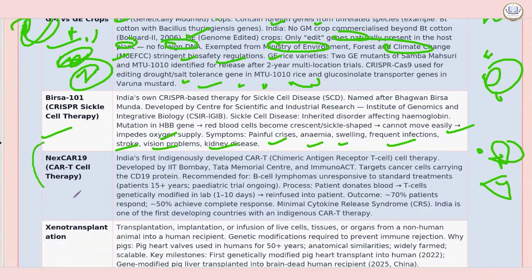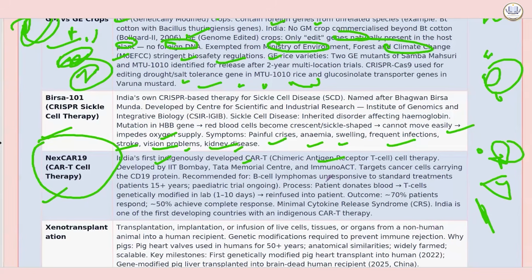Then we have NexCAR19, India's first indigenously developed CAR T cell, that is chimeric antigen receptor T cell therapy, developed by IIT Bombay, Tata Memorial Centre, and ImmunoACT. It targets the cancer cell carrying the CD19 protein, recommended for B cell lymphomas unresponsive to standard treatments. Patients aged 15 plus; a pediatric trial is ongoing.